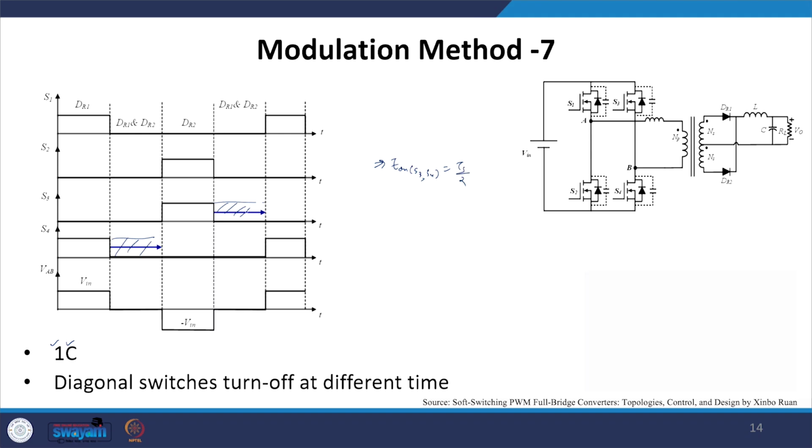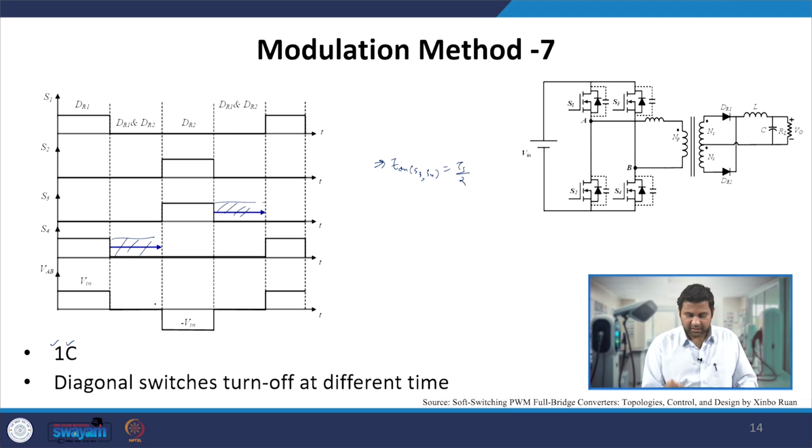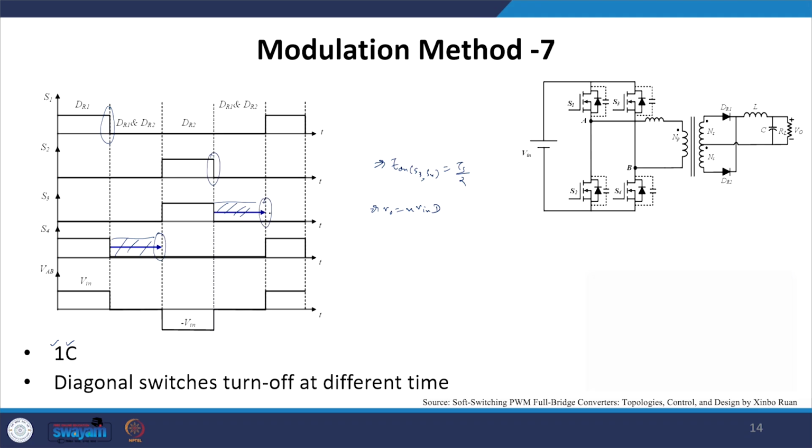However, during this time the VAB voltage will still be unchanged, so our V naught is still N V_in times D, and we are doing the same operation. Now in this one, if you look very carefully, the diagonal switches S1 and S4 and S2 and S3 are actually turned off at different times.